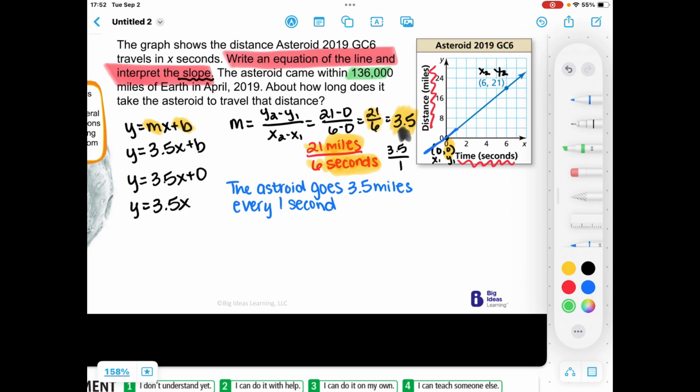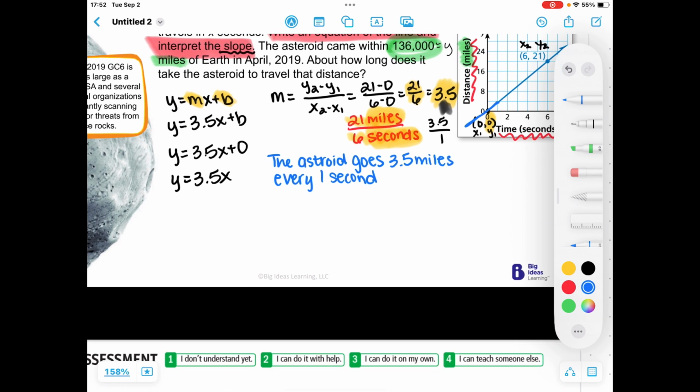Okay, notice this is 136,000 miles. Miles is distance, meaning this number is a y coordinate, equals y. In order to find out how long it takes the asteroid to travel that distance, all we need to do is plug that number in for y. We're given a y coordinate, and we need to find what x is. So plugging that in, we get 136,000 equals 3.5x, and we solve for the variable.